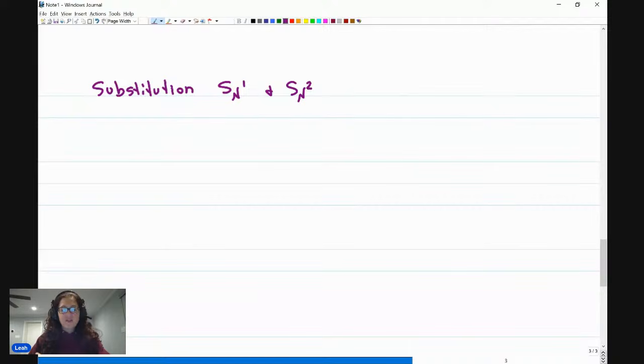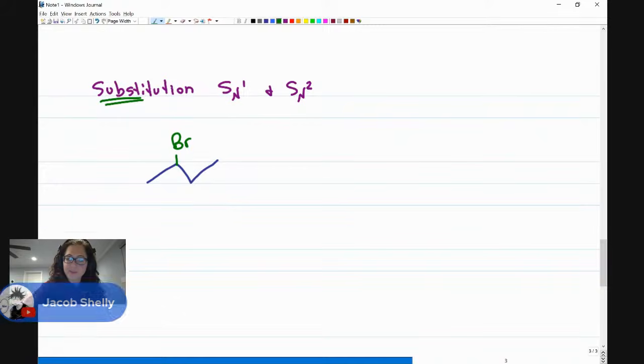What specifically categorizes the SN1 or the SN2 reaction? If we have something like an alkyl halide, that is a carbon chain that has a leaving group that is a halogen, for example, bromine, a pretty good leaving group. If I substitute the leaving group for an alcohol, that would be a substitution reaction.